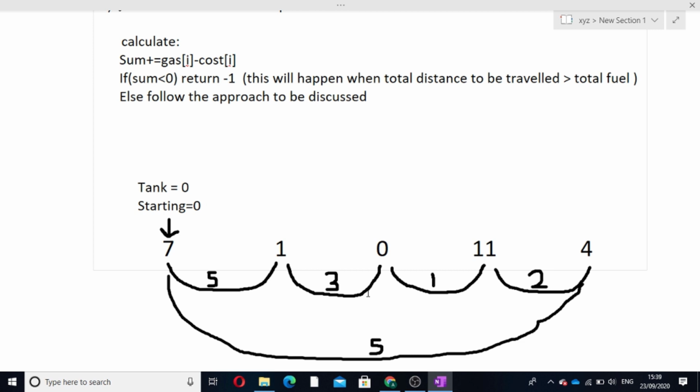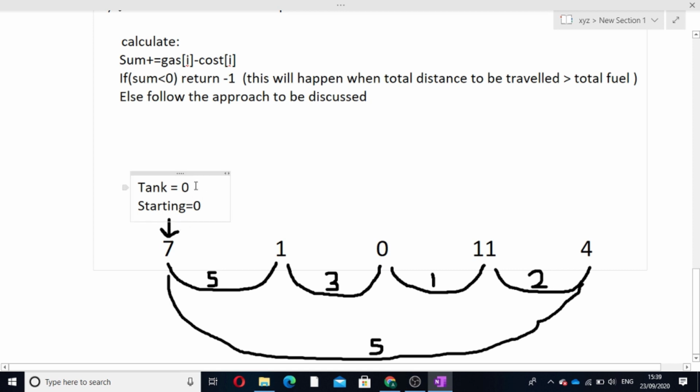Now first we will take two variables: the tank, which will store the current capacity of our vehicle, and the starting point, which will store the gas station from which we will be starting. Initially our tank is 0 and our starting point is 0. So we are at gas station 1.